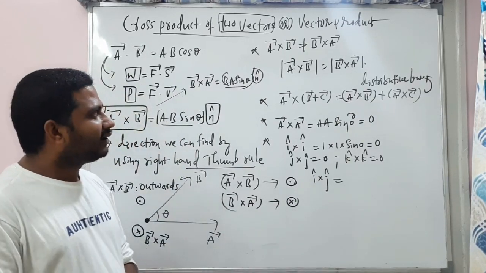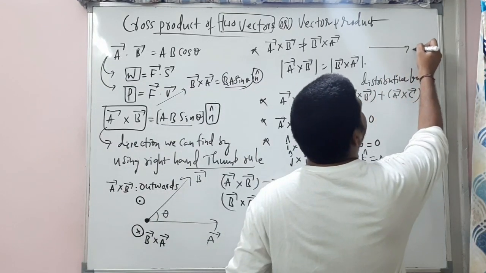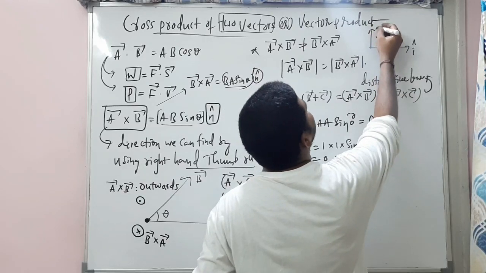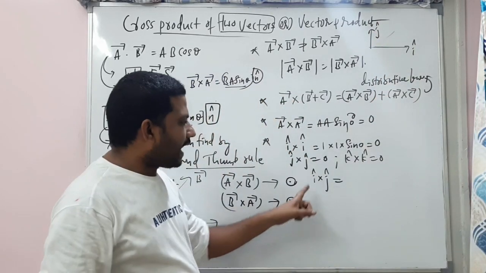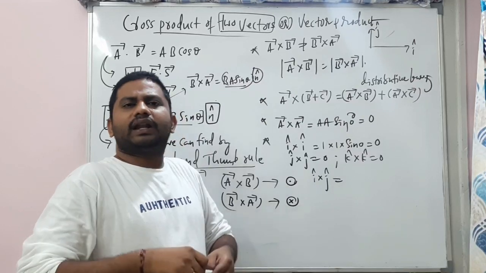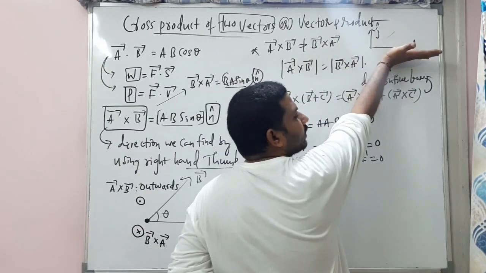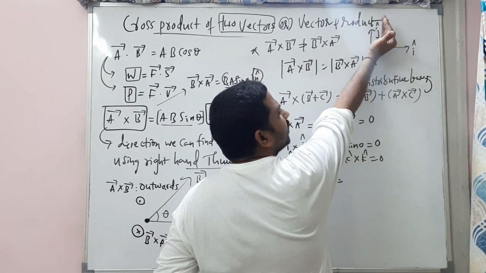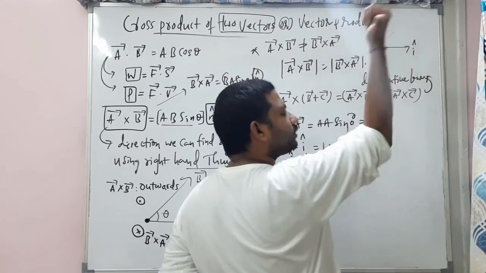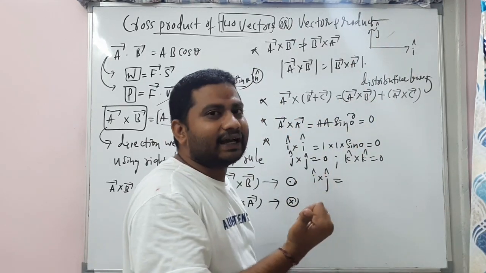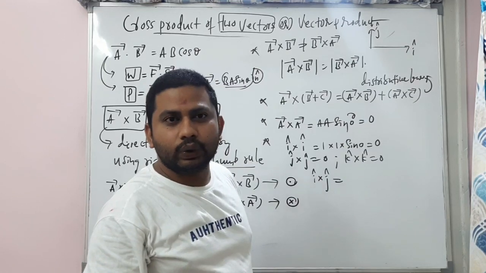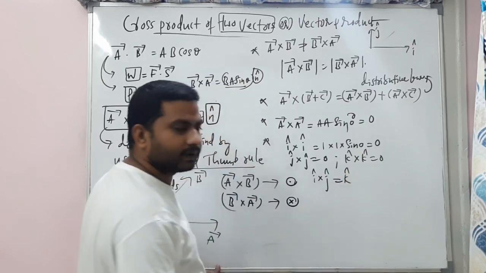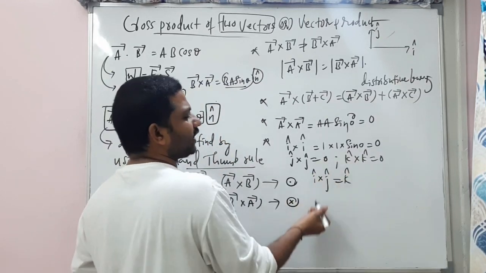Listen. If you consider this is i cap, students, and this is j cap along the y axis. I cap cross j cap is similar to a vector product. This is i cap in the direction of my stretched fingers, and towards j cap I am curling my fingers so that the thumb points out of the plane. That out of the plane is the k cap unit vector. Yes or no? The unit vector will be along k cap. So i cap cross j cap is k cap.